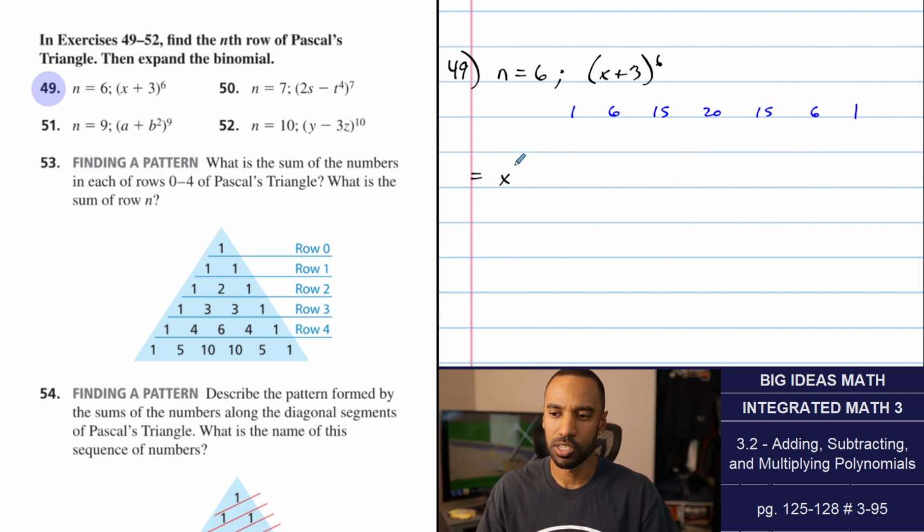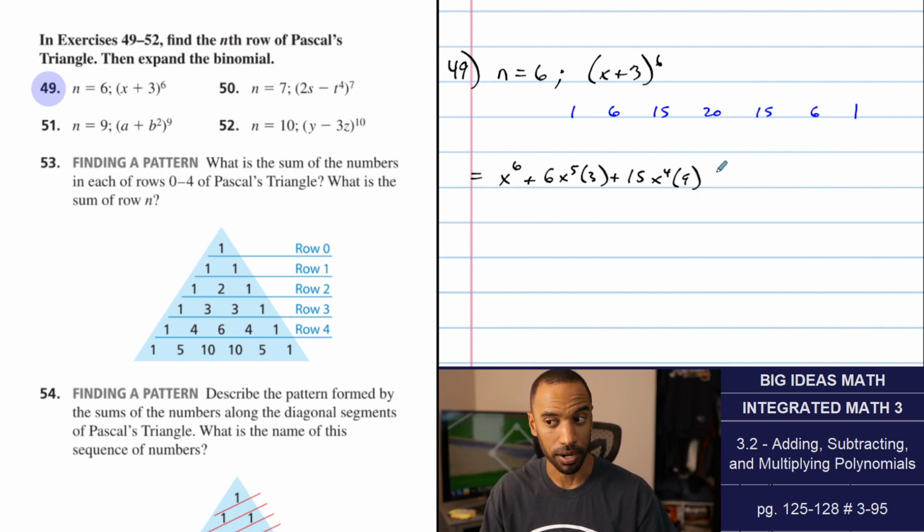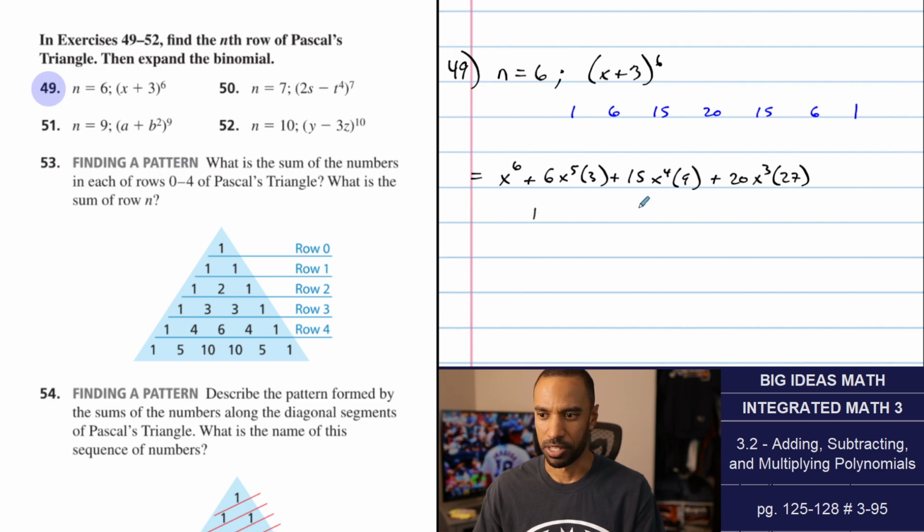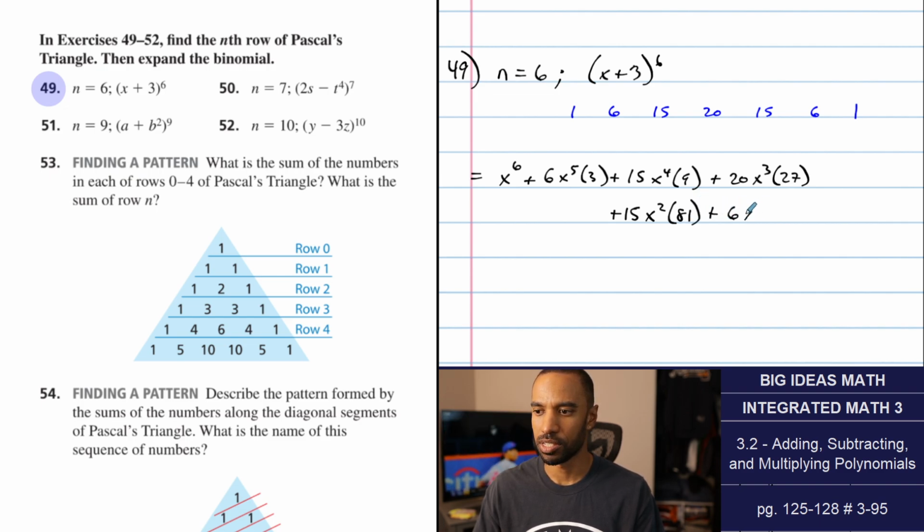So 1 x to the 6th plus 6 times x to the 5th times 3 plus 15 times x to the 4th times 3 squared. I'm just going to write 9, 3 squared, right? Plus 20 x to the 3rd times 3 cubed. I have to go to the calculator in a second. Plus 15, let's put it next to the other 15. Plus 15 times x squared times 3 to the 4th plus 6 times x to the 1st times 3 to the 5th plus 3 to the 6th.